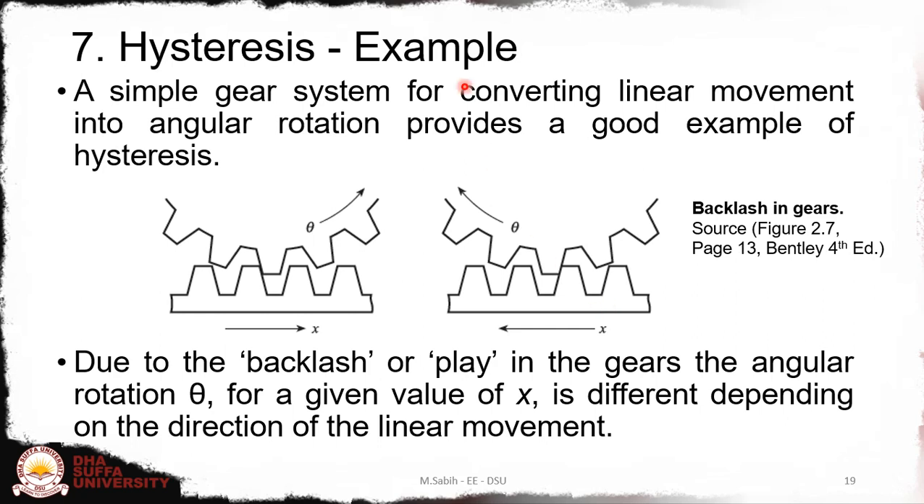Another example of hysteresis is a simple gauge system which converts linear movement into angular rotation. It provides a good example of hysteresis here. Due to the backlash or play between the gears, for a given value of x, we will have a different value of the angle.